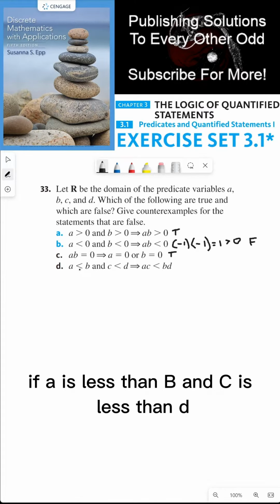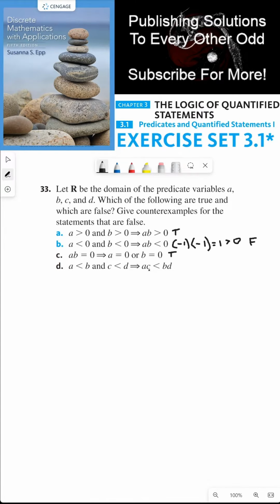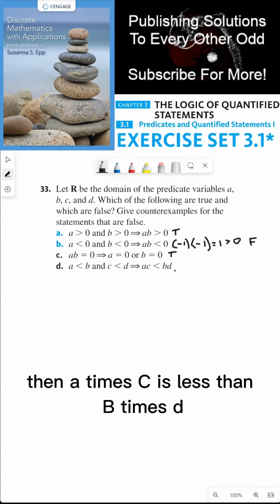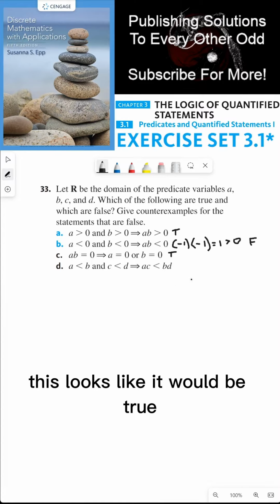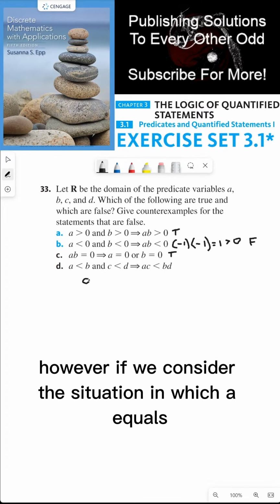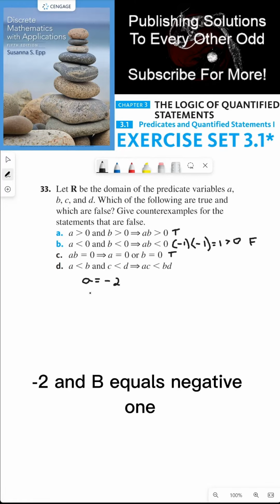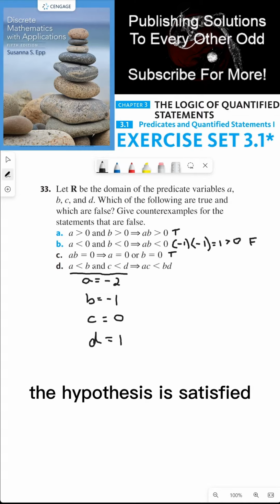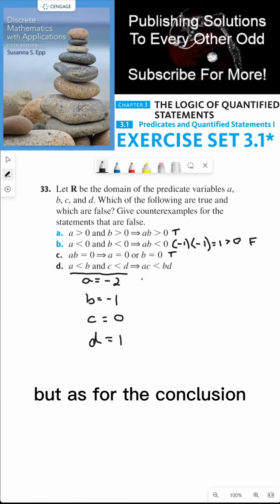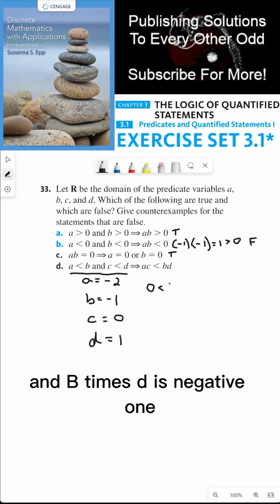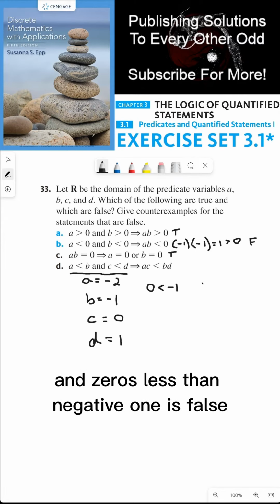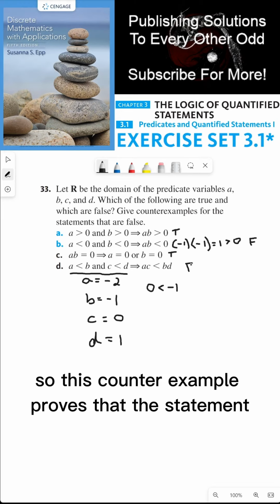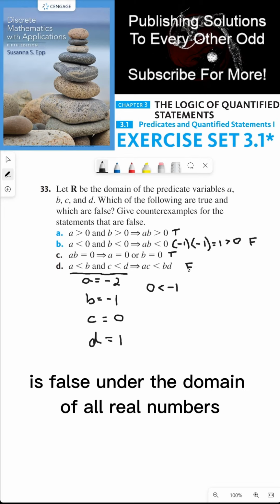And then part D, if a is less than b and c is less than d, then a times c is less than b times d. This looks like it would be true. However, if we consider the situation in which a equals -2 and b equals -1, c equals 0, and d equals 1, we could see with this example that the hypothesis is satisfied, but as for the conclusion, a times c is 0, and b times d is -1. And 0 is less than -1 is false. So this counterexample proves that the statement is false under the domain of all real numbers.